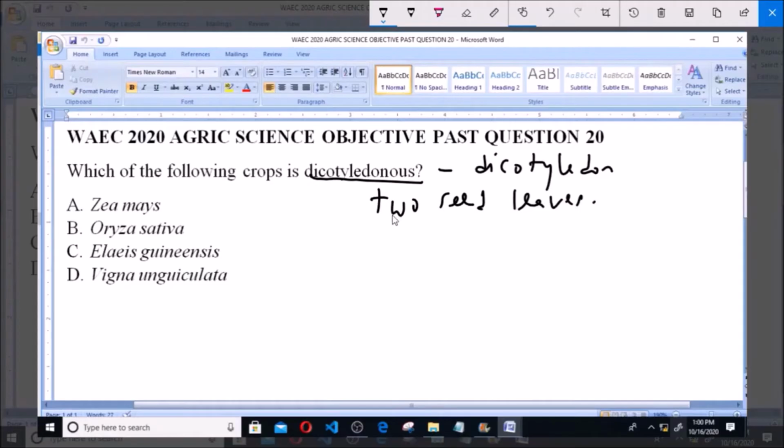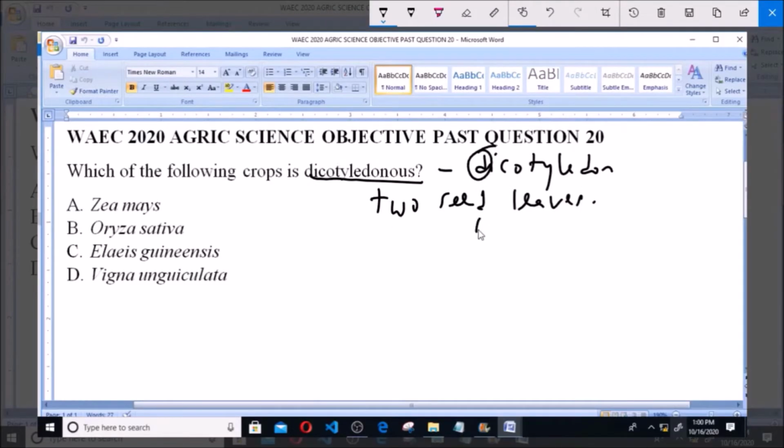Which of the following crops is Dicotyledonous? A. Maize. B. Oryza sativa. C. Elaeis guineensis. D. Vigna unguiculata. So we're asked which of the crops is Dicotyledonous. That is, which one is a dicotyledon? And dicotyledonous crops are crops that have 2 seed leaves. That is, in terms of their embryonic development, they usually germinate or show up with 2 seed leaves, so Dicotyledonous.